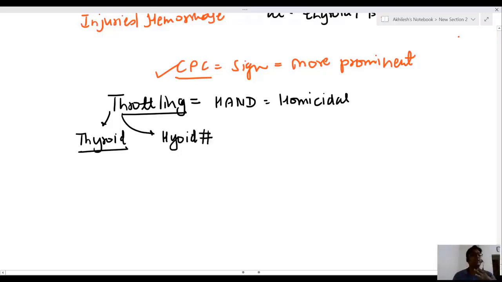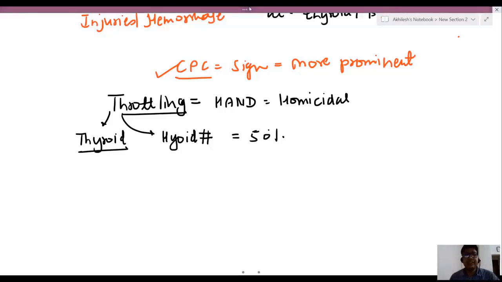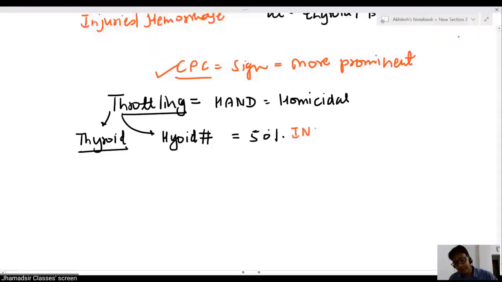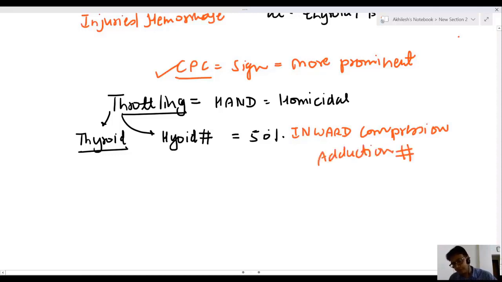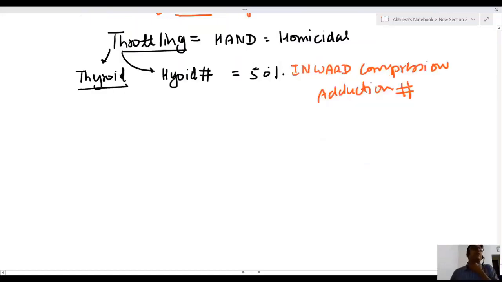Hyoid bone fracture is not very common in ligature strangulation, but in throttling it's common. Hyoid bone fracture is in 50% of cases. And this is an inward compression fracture, or adduction fracture. You can see this. Adduction means coming closer. In hanging it was abduction. Here it is adduction.